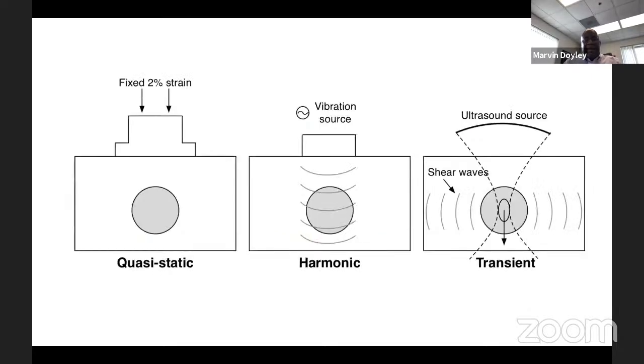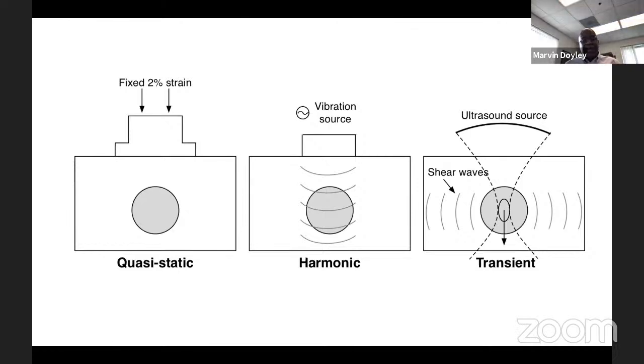Now, for those of you who are familiar with the literature, you will see that you can take all existing elastography techniques and put them under three headings. We can classify them as being either quasistatic, harmonic, or transient. And this classification is really just based on the kind of mechanical stimulation that we're applying to the tissue.